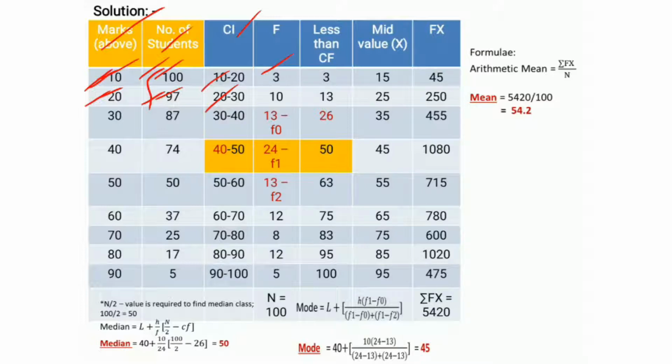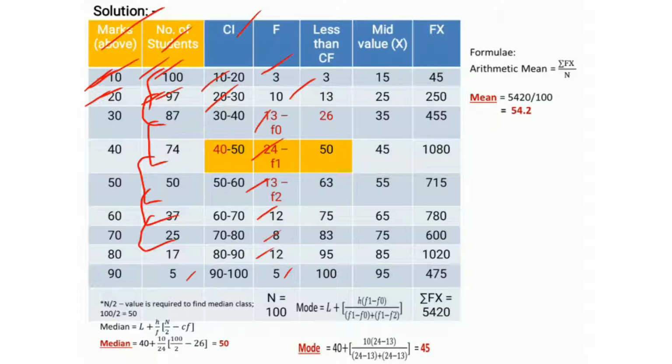So for 20 to 30, just subtract the next subsequent value. 97 minus 87, you will get 10. 87 minus 74, you will get 13. 74 minus 50 is 24. 50 minus 37 is 13. 37 minus 25 is 12. 25 minus 17 is 8. 17 minus 5 is 12. The remaining 5 is retained here. That's all. This is your frequency.